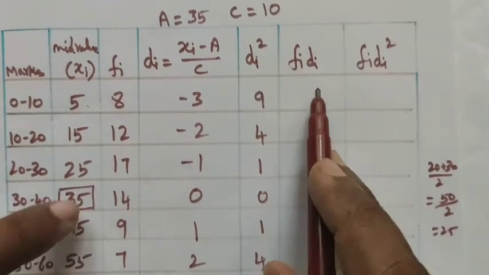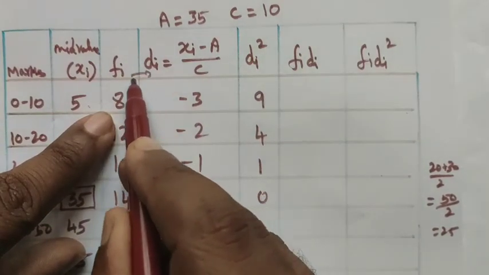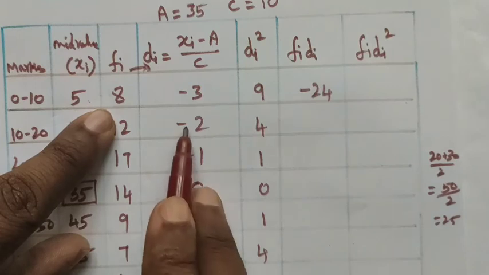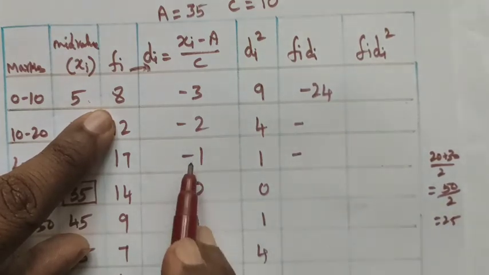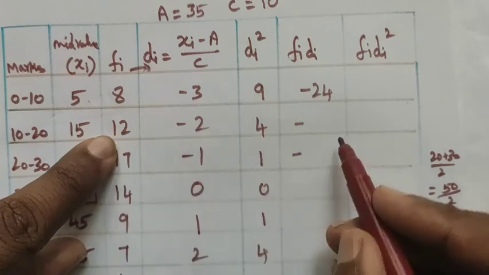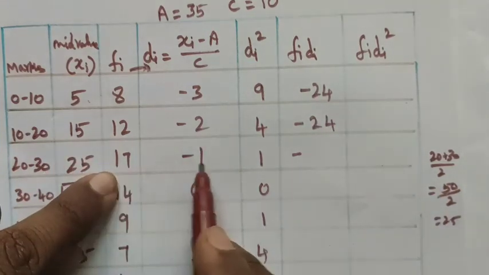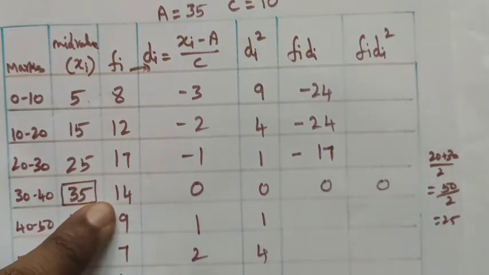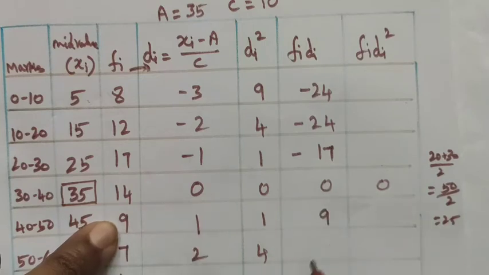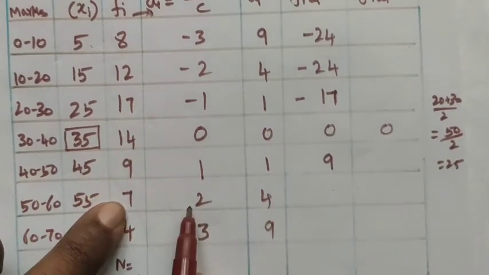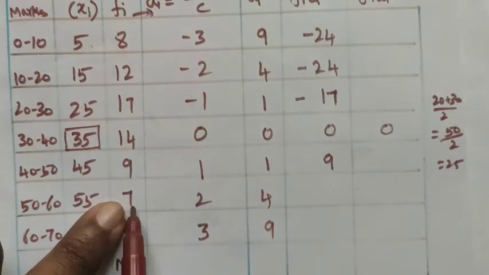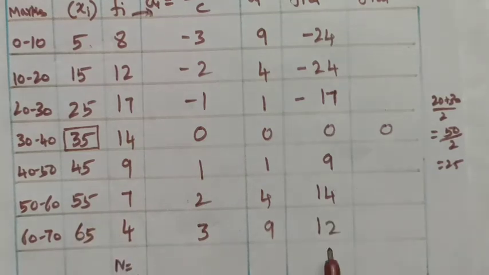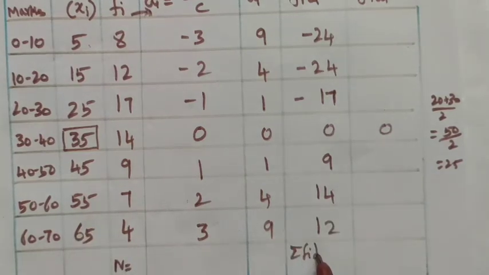And then fi di. See, fi and di, these two columns we have to see. 8 3s are 24. We have a minus value here, so we get minus for these three terms. 12 2s are 24. 17 1s are 17. 14 into 0 is 0. Here also we get 0. 9 1s are 9. 7 2s are 14. 4 3s are 12. So now we want to find out summation fi di.